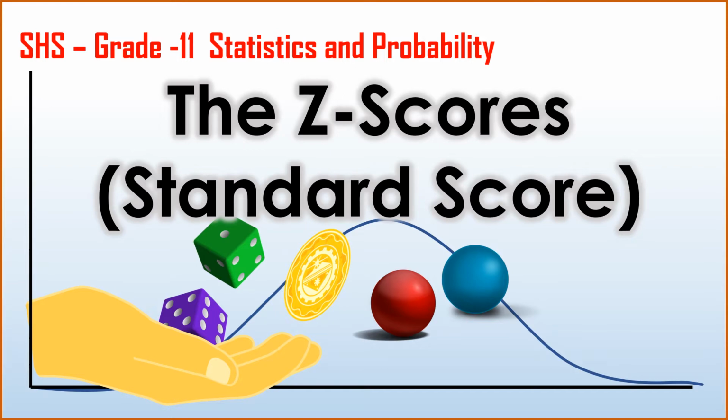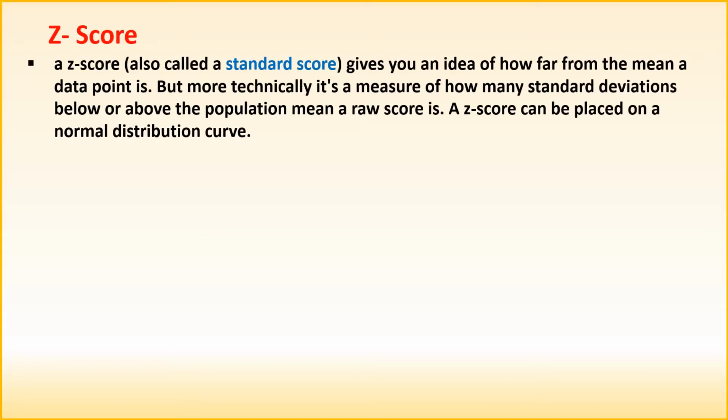This time I'm going to discuss the Z-scores or the standard score. What is Z-score? A Z-score, also called a standard score, gives you an idea of how far from the mean a data point is. But more technically, it's a measure of how many standard deviations below or above the population mean a raw score is. A Z-score can be placed on a normal distribution curve.